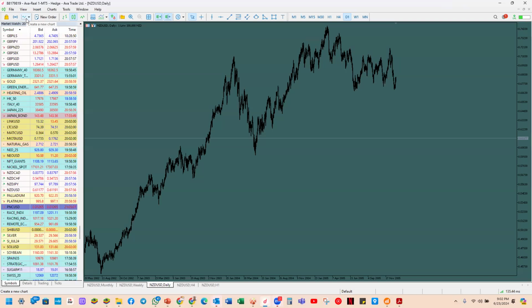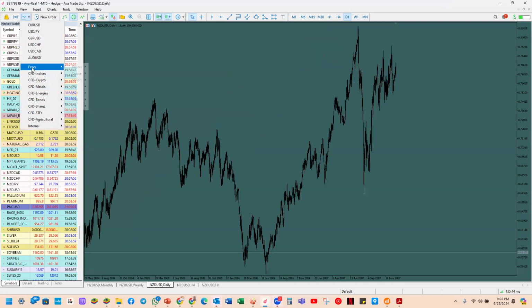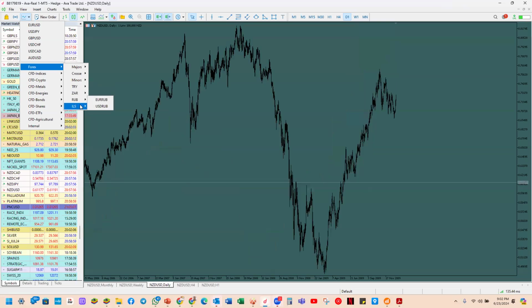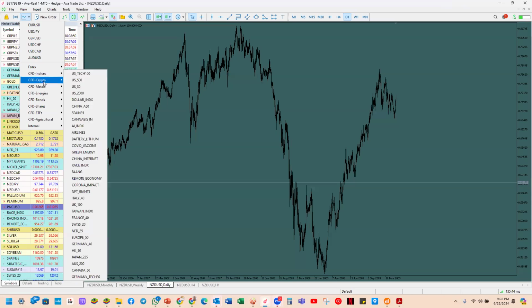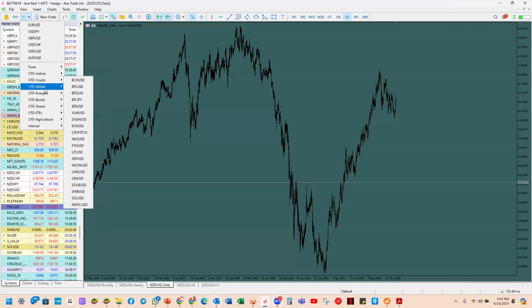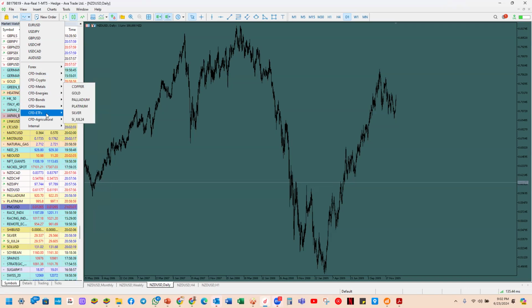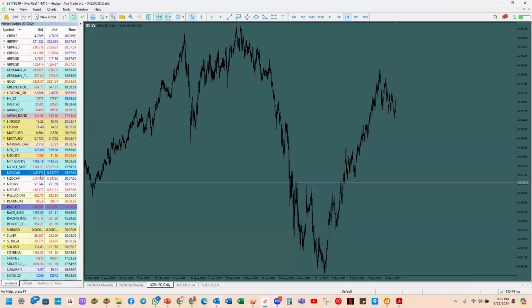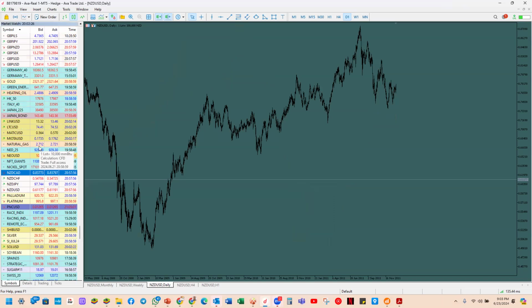Are you seeing this menu that says create a new chart? Pull this arrow down and it will give you the breakdown. In Forex, these are what you have: majors, crosses, minors, and others like ZAR and ILS. In indices, this is what you have. In cryptos, this is what you have. In metals, this is what you have. Everything you are seeing here is summarized in that small place I just showed you. So you need to know how to navigate it.